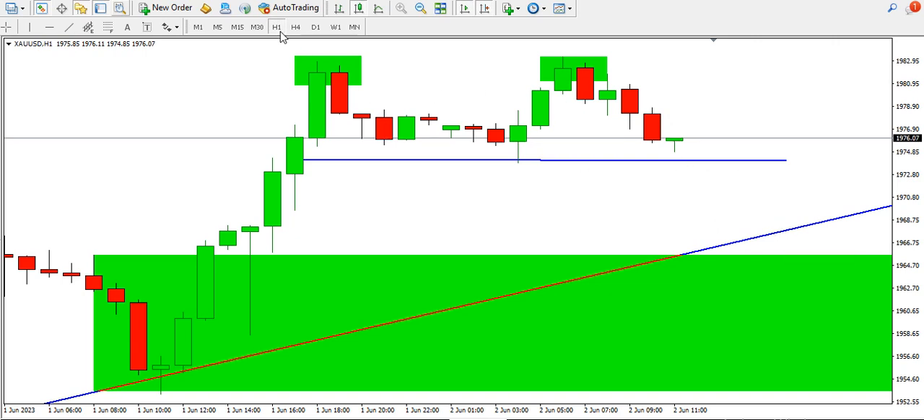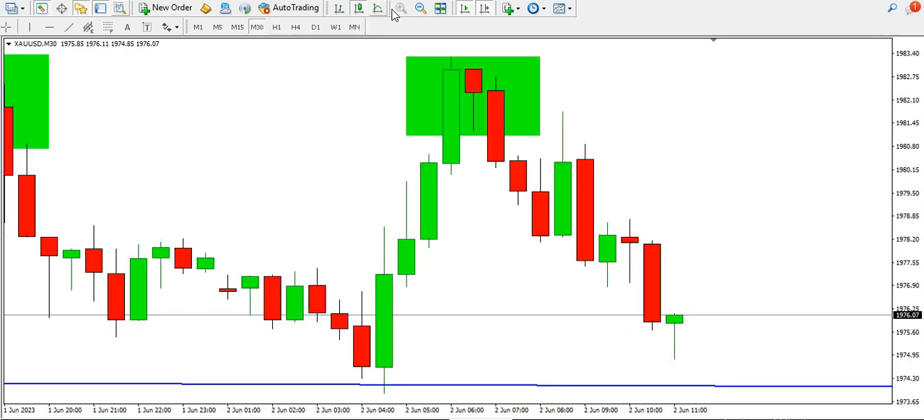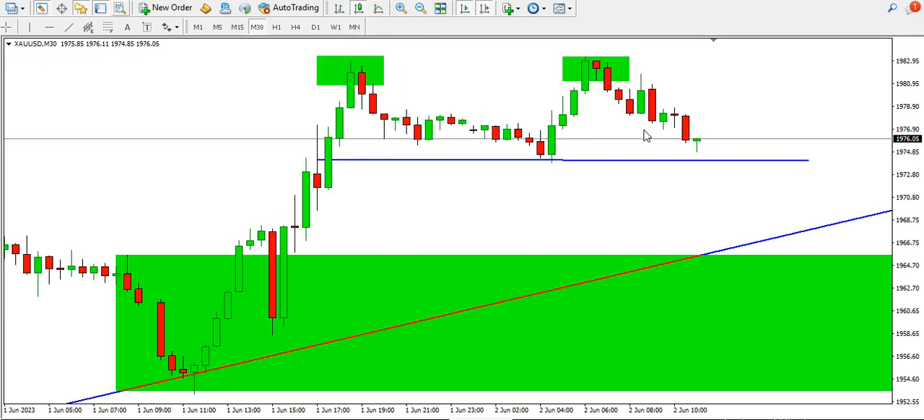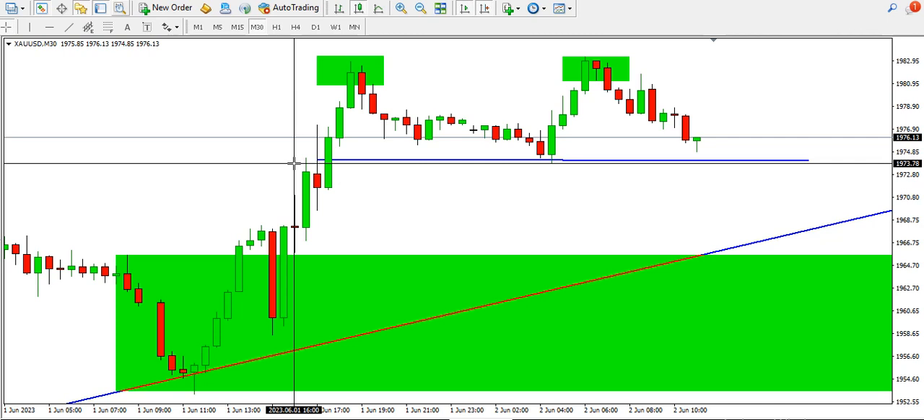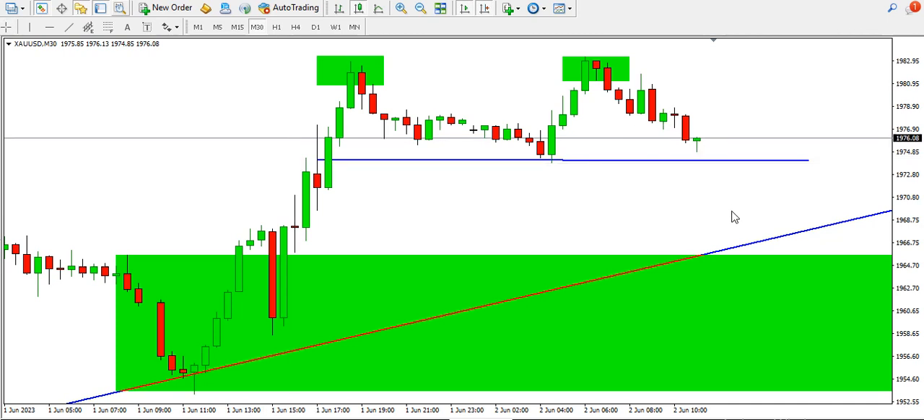On the 30 minutes time frame, we can see the double top is clearer, and we can see that the bears are trying to step in. The break below the 1973.78 level will signal that the bears have entered the market and price might start to drop.